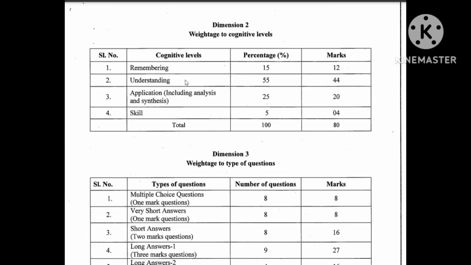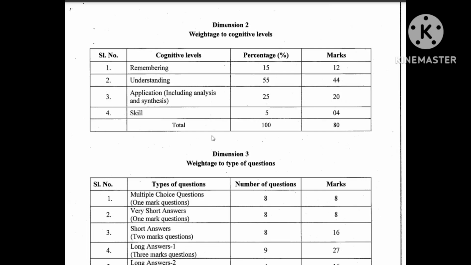Next comes the understanding cognitive level. It's very important for you to pay attention in your class during the explanation, because when you understand you are going to get 44 marks, right, my dear students. 44 marks have been allotted for your understanding. Next comes the application, which includes analysis and synthesis, that carries 20 marks, and then the skill based question that carries 4 marks. I'm sure that these 4 marks are allotted for the graph. So the graph is the one question that you need to make yourself perfect with, because that is going to fetch you 4 marks.